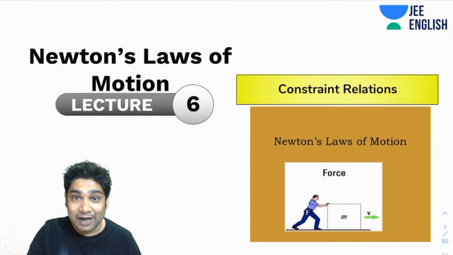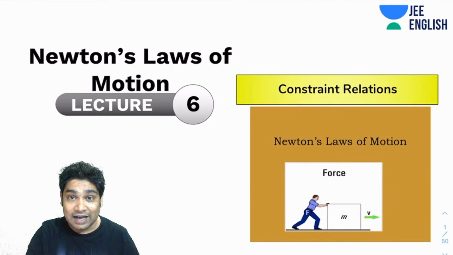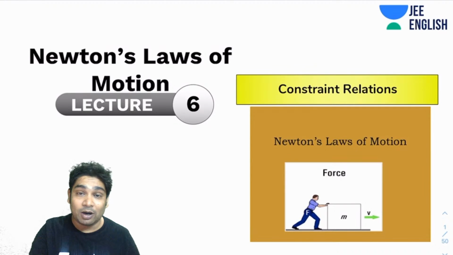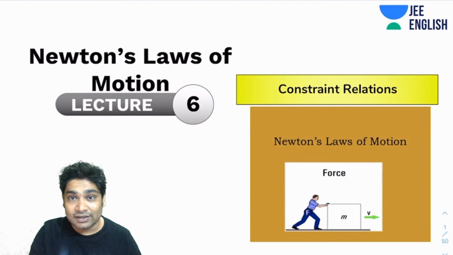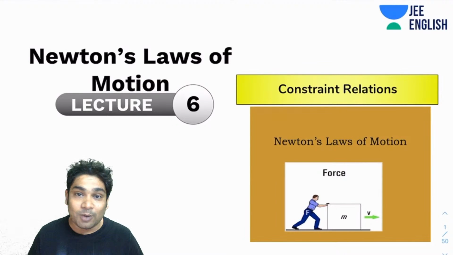This is a brand new channel by Unacademy, and on this channel, everything is being taught to you completely in English. This is a series that I host for class 11 students, and this is lecture number 6 of Newton's laws of motion. Today we'll be talking about constraint relations. We started the discussion in the last class. We'll continue with that, and we will discuss some problems with constraint relations, and then we'll take a look at a variety of problems and how to go about solving those.